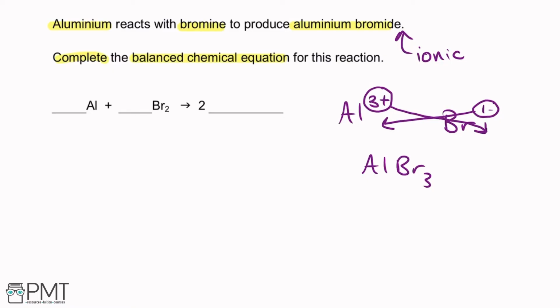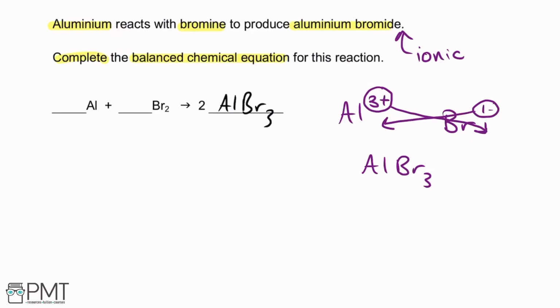Another way you could think about it, if you don't like doing the swap and drop, is to think, if I've got an aluminium 3+ ion, how many 1- ions do I need to counteract that charge to make it neutral? You're going to need 3 minuses to counteract that 3+ ion. So either way you do it, you get aluminium bromide to be AlBr3.